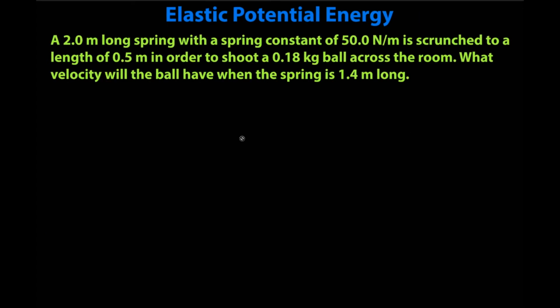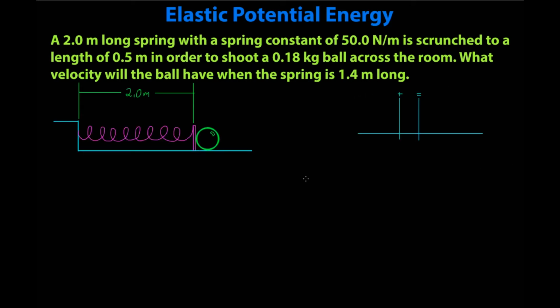I start out the same way. A 2-meter long spring with a spring constant of 50 newtons per meter is scrunched to a length of 0.5 meters in order to shoot a 0.18 kilogram ball across the room. What velocity will the ball have when the spring is 1.4 meters long? This is the difference. We are finding the velocity of the marble before it actually leaves the spring. So let's start with a drawing again. This is scrunched to 0.5 meters. This is the initial state.